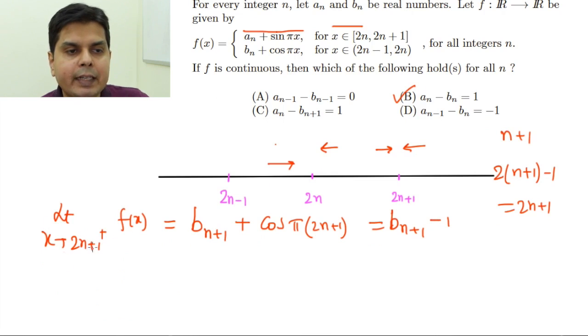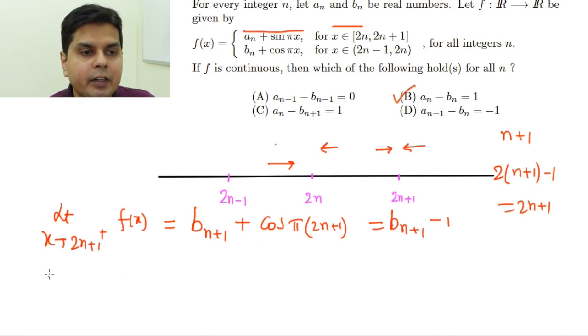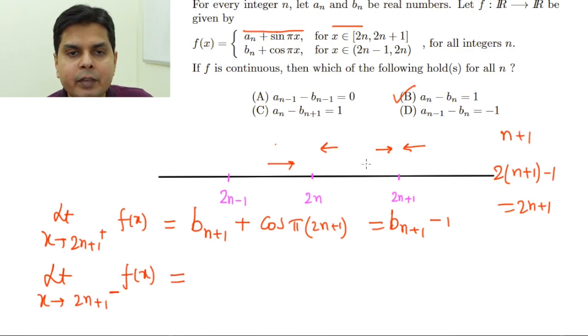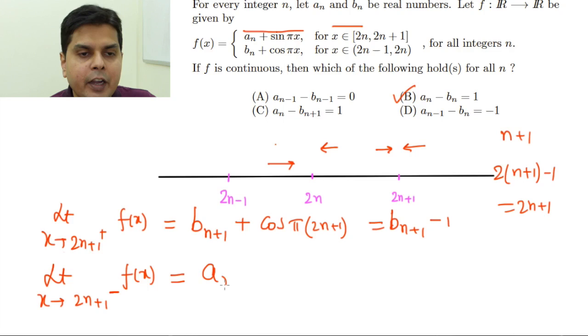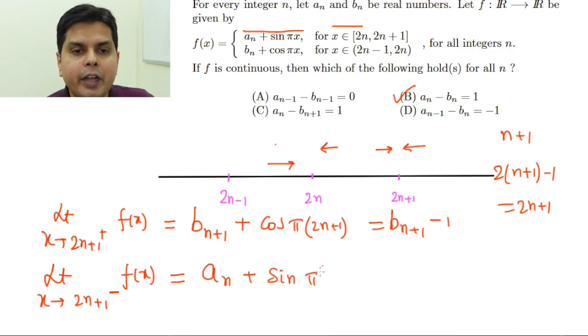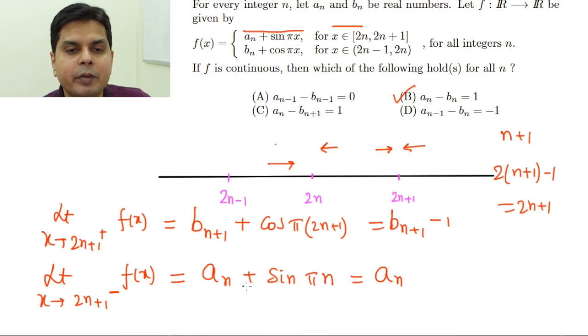Now that we have found the right hand limit at 2n plus 1, it is b_{n+1} minus 1. So let's find the left hand limit at this value, that is limit x tends to 2n plus 1 minus, this minus means I am finding the left hand limit. So when I have to find the left hand limit, I will approach x from the left hand side. I will use this a_n plus sine pi x. So I will get a_n plus sine pi n, which is equal to a_n, because sine n pi is equal to 0. So I will get a_n.